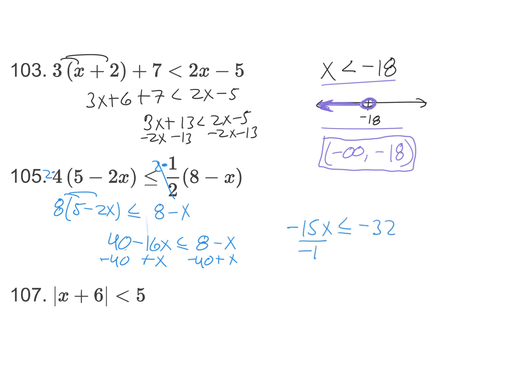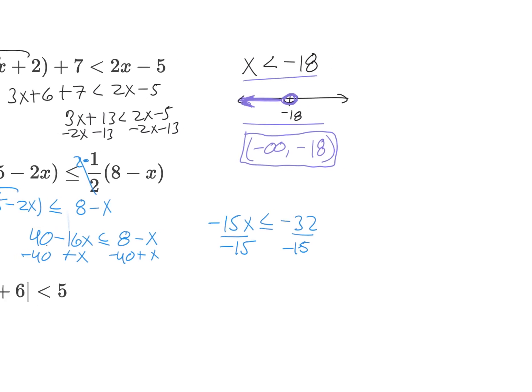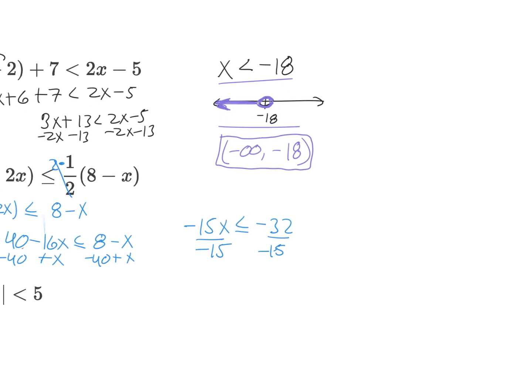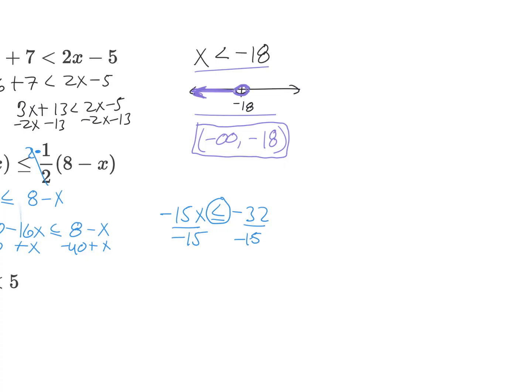And then I can divide both sides by a negative 15. Remember that dividing by a negative is going to make the inequality move in the other direction. So because we divided by a negative 15, this has to flip direction. So x is now greater than or equal to 32 over 15. Those negatives cancel out, so it becomes 32 over 15.